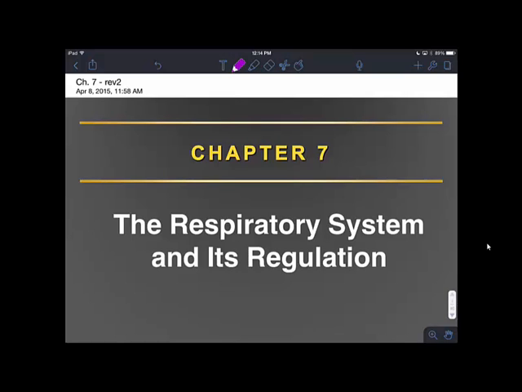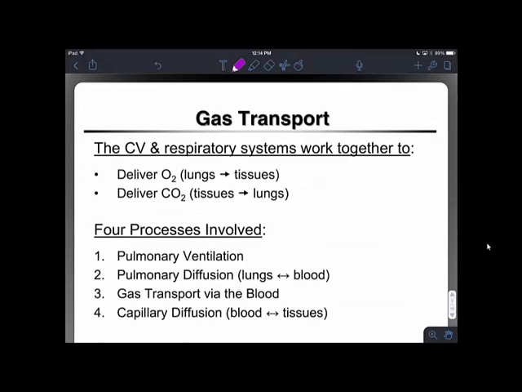This is the first of several recordings for Chapter 7, the respiratory system and its regulation. A little bit of introduction to this chapter. Primarily what we're going to be talking about with the respiratory system is gas transport. And when we talk about gas, we're primarily talking about oxygen and carbon dioxide.